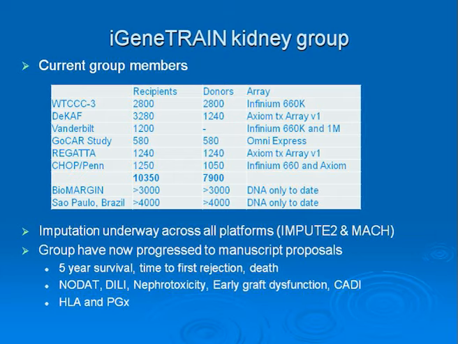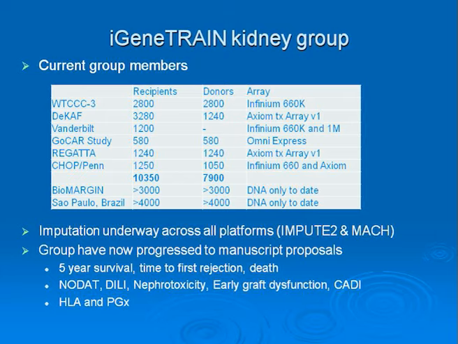So just to tell you a little bit about some of the groups in the Kidney Consortia, there's a Wellcome Trust Case Control Consortium 3, which is about 2,800 recipients, 2,800 donors. This data we made available through the Wellcome Trust along with phenotypes in due course. This is done on Infinium 660, but it's currently been imputed to 1,000 Genomes. And then DCAF, this is the largest genomic study of transplantation in the United States. So it's roughly over 4,500. Then Vanderbilt, through their biobank and other efforts, they have about 1,200 kidney individuals. And then GoCAR is a Mount Sinai-based effort, Regatta is in Holland.